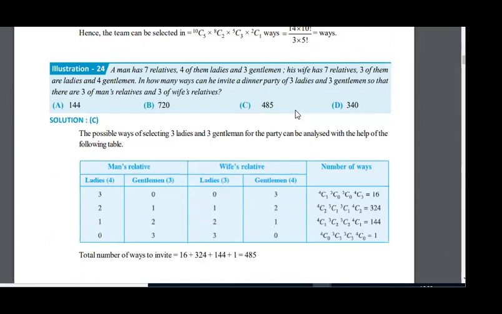Okay, from the man's relatives, all 3 are ladies, right? Wife's relatives, all 3 are gents. Then two ladies, 1 gent, and 1 lady, 2 gents. So we have 4 cases, right? So you have to select for all the four cases and then add it. Okay, got it everyone? Just have a look, take a minute and have a look.